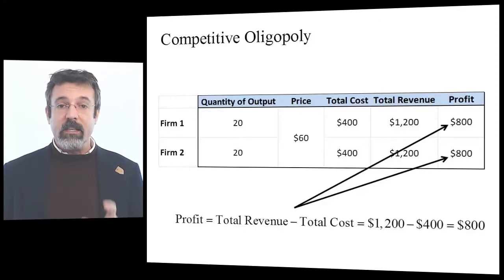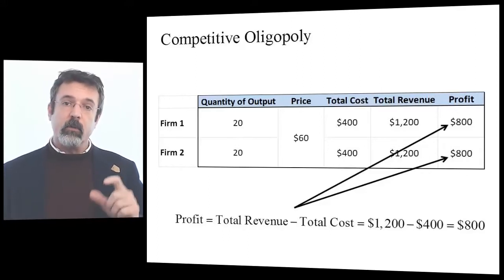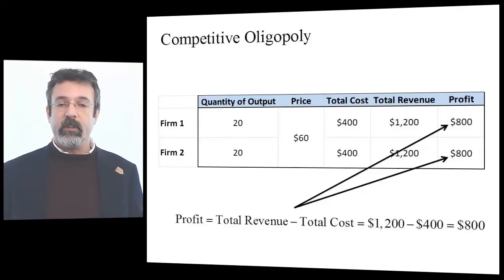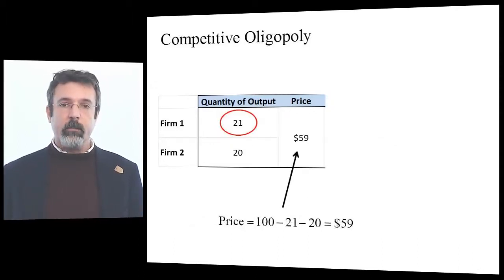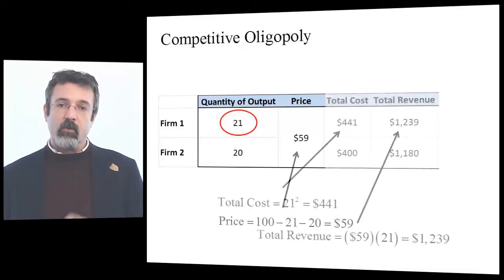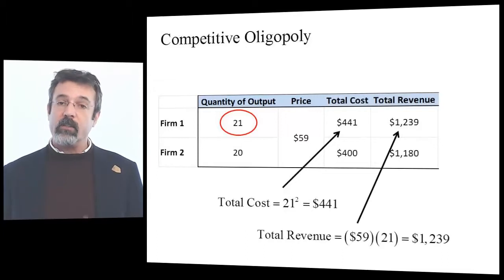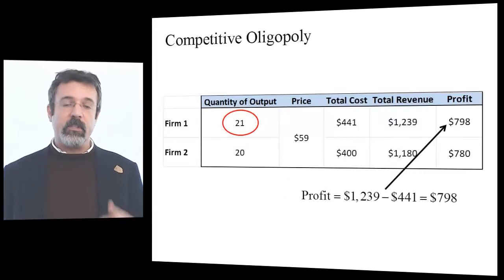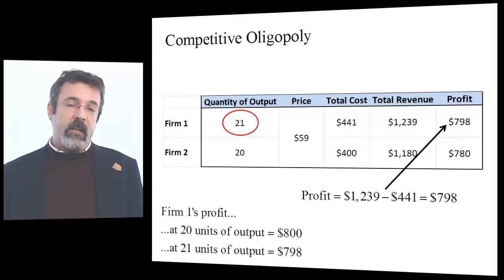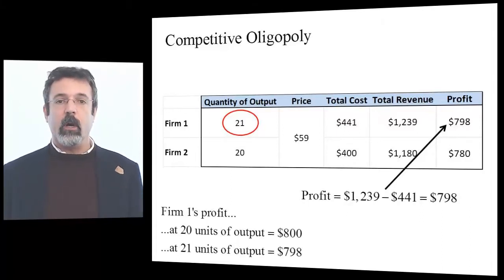Now we know that this is in equilibrium because if a single firm alters its output, it actually ends up with less profit. For example, suppose firm 1 increases its output from 20 to 21 units. By increasing its output, it drives the market price of the product down to $59. Its total revenue is now $1,239. Its total cost is $441. But notice that its profit has fallen from $800 to $798. So firm 1 is clearly worse off if it increases its output from 20 to 21.